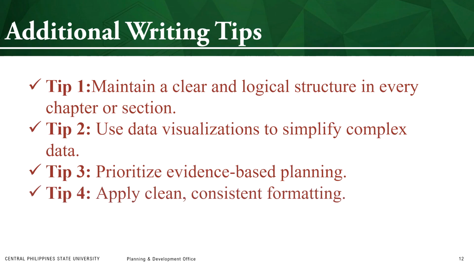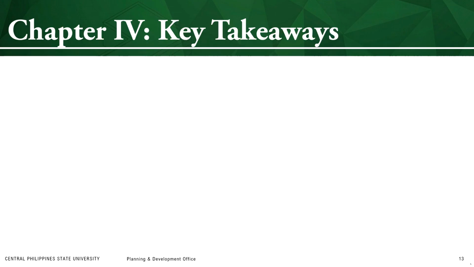Tip 4. Apply clean, consistent formatting. Use consistent headings, fonts, line spacing, and numbering systems throughout the document. Consistent formatting improves readability, speeds up the review process, and reflects a level of professionalism that reinforces confidence in your plan. Let's close with your key takeaways from Chapter 4.